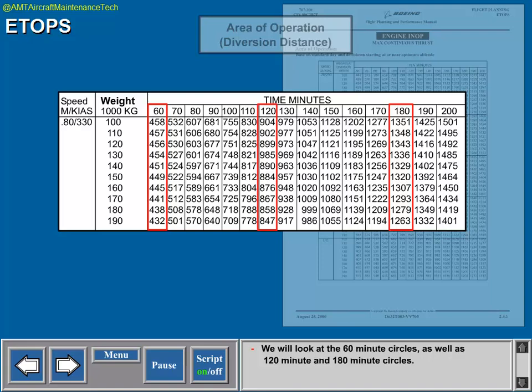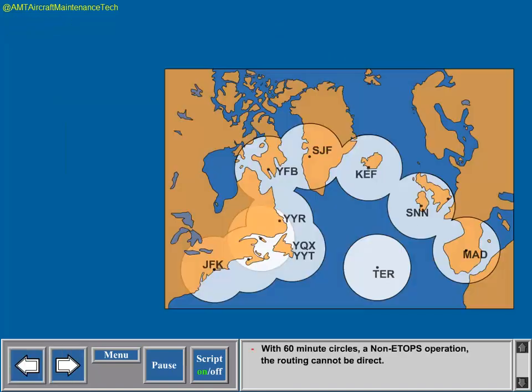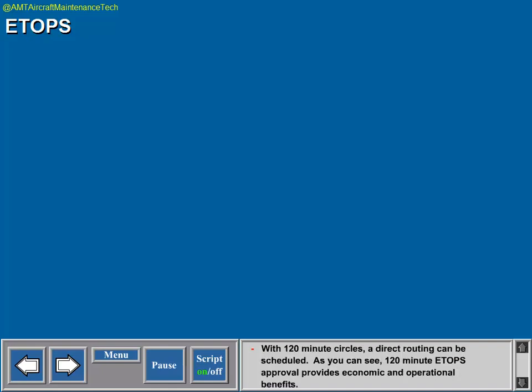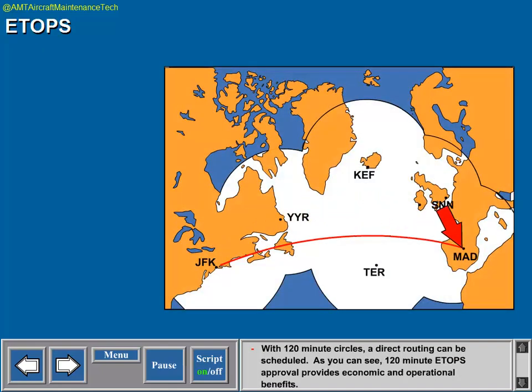We will look at the 60-minute circles as well as 120-minute and 180-minute circles. With 60-minute circles, a non-ETOPS operation, the routing cannot be direct. With 120-minute circles, a direct routing can be scheduled. As you can see, 120-minute ETOPS approval provides economic and operational benefits.